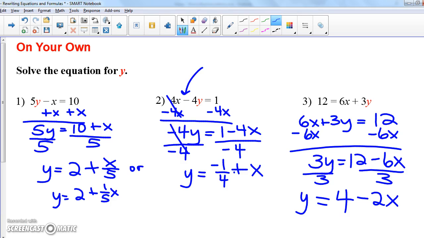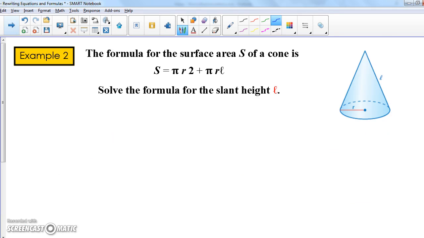Okay, hopefully you rocked those. Let's take a look at what we're doing next. We're going to take a different formula now, so we're not dealing with x and y. This is the formula for the surface area of a cone. And surface area, the way you can kind of think of it is how much wrapping paper would you need to wrap it? That's what I always think of. It's the outside of a shape.